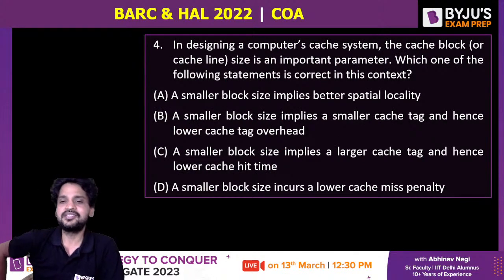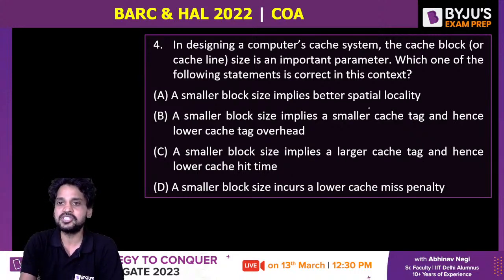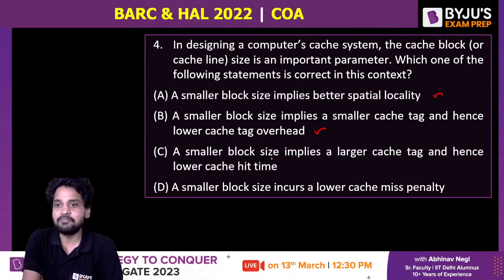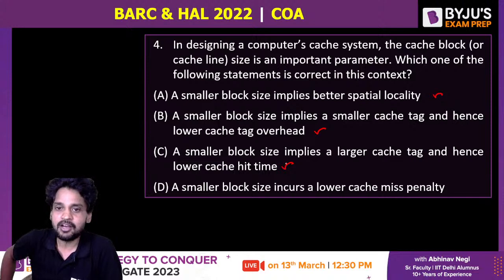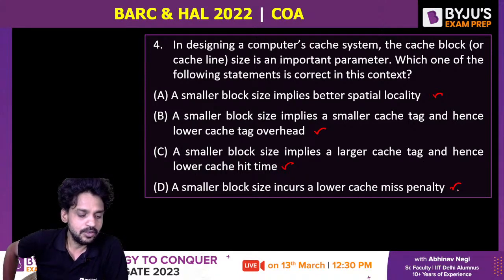Next thing is, in designing a computer's cache system, the cache block size is an important parameter. Which one of the following statements is correct in this context? A: A smaller block size implies better spatial locality. B: A smaller block size implies smaller cache tag, hence lower cache tag overhead. C: A smaller block size implies larger cache tag and hence lower cache hit time. D: A smaller block size incurs a lower cache miss penalty. Which is the correct option?